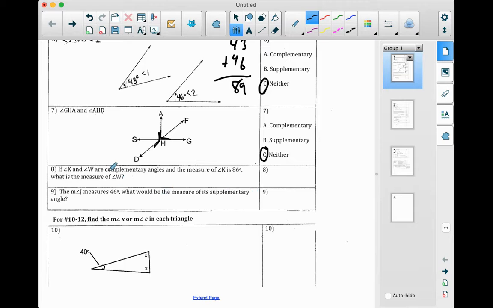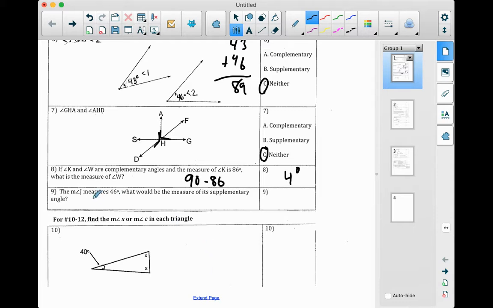All right, number 8. If K and W are complementary angles, so I know they add up to 90, the measure of K is 86. What's the measure of W? Okay, so if I know one of them, I know they're complementary. I just subtract it from 90. That means it's 4 degrees. It's a very small angle.